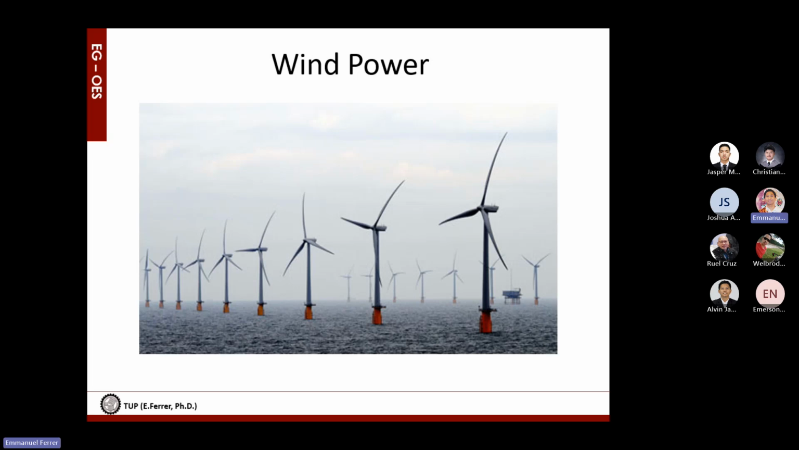So wind, may question by the way sa wind ay sa solar? Wala. We can proceed to wind.